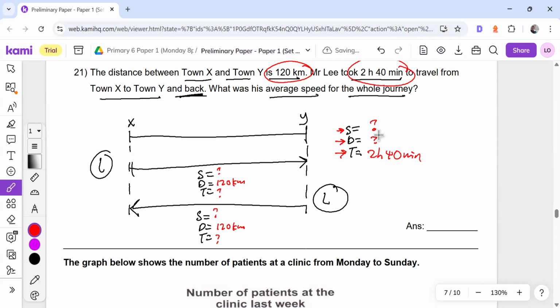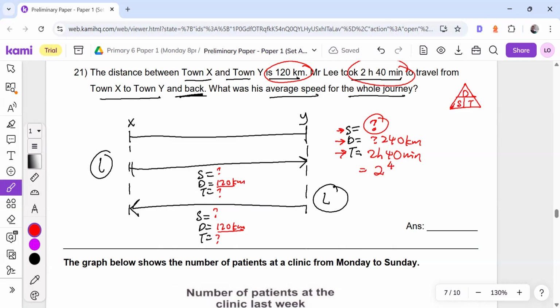Yes, I can find, because if I add the distances together, I will get the total distance already, which is 240 kilometers. And then, can I find the average speed for the entire journey? Yes, I can, because I must remember the triangle. How do you find the speed? Speed is equal to distance divided by time. And you look at the time, hours and minutes. Can you change it to hours?